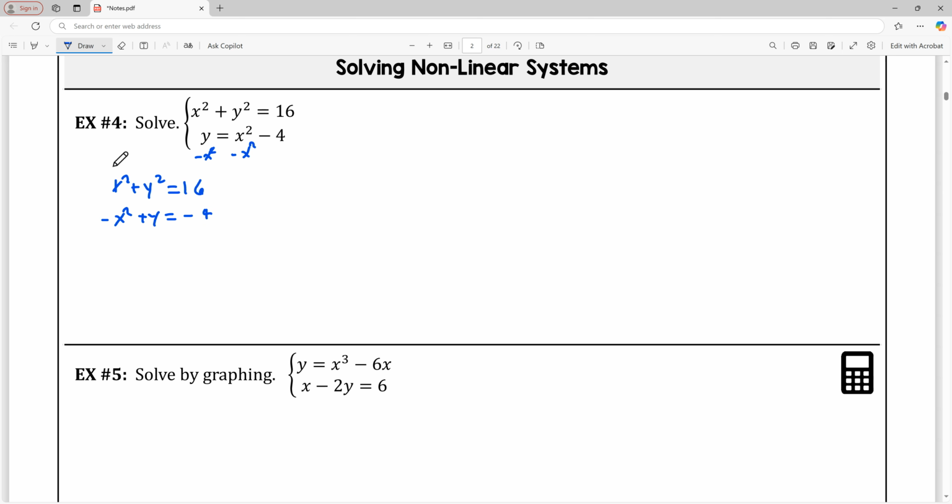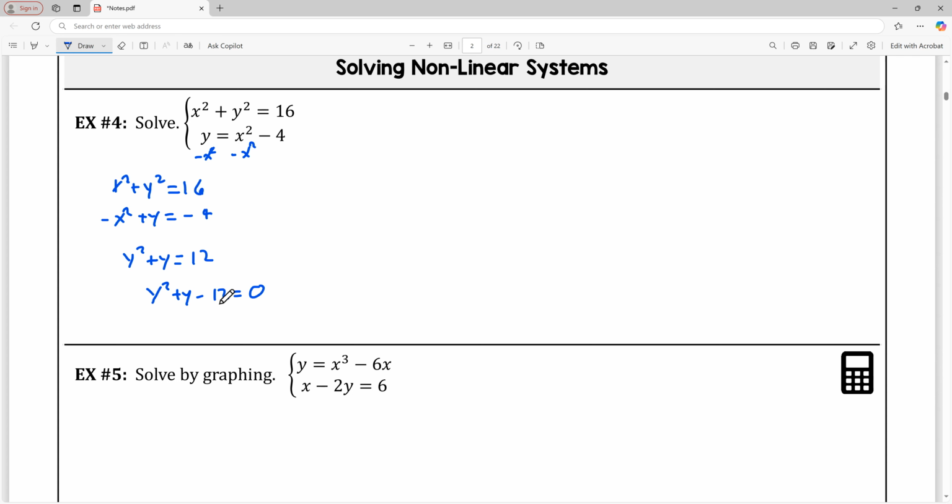If I add these two equations together, the x squareds will cancel. I'm left with y squared plus y equals 12. Be careful, I cannot add the y squared and y together. They are not like terms. They don't make y cubed or anything like that. But I can subtract the 12 to the other side. I get y squared plus y minus 12 is equal to 0.